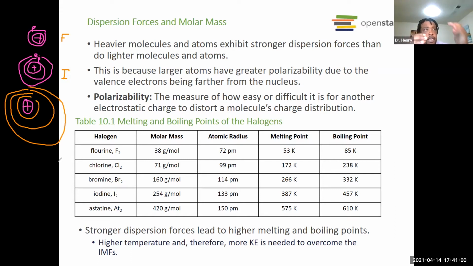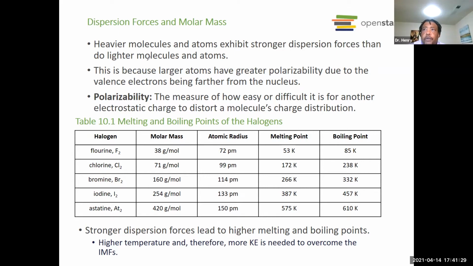And so as we get larger in terms of the radius, we're going to be able to make more charges, more stronger dispersion forces, in the case when the molecule is heavier or bigger than when it's a smaller molecule. Okay, so is that clear? Okay.